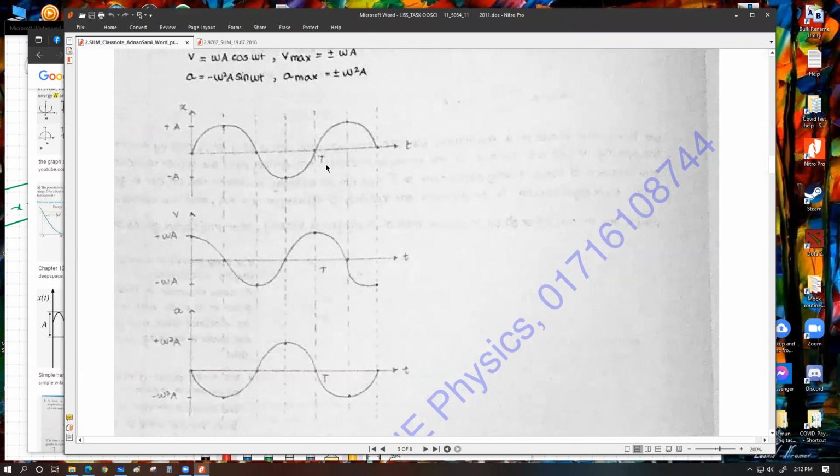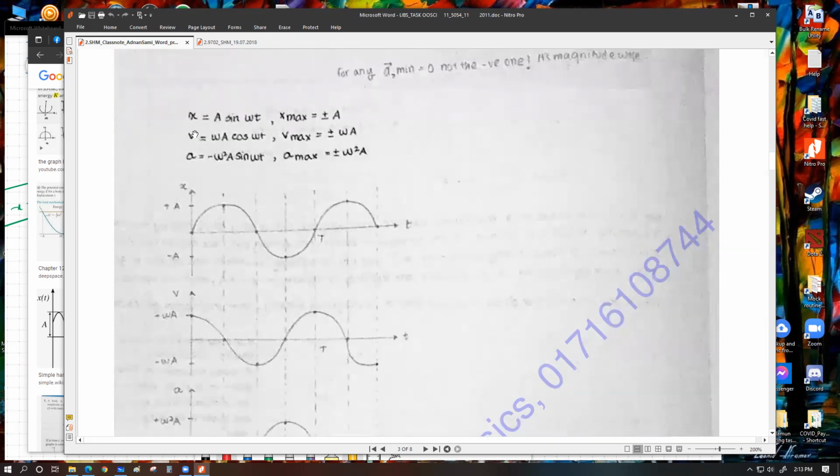This graph was drawn for x equals to a sine omega t. So this is the very initial equation, x equals to a sine omega t. So the maximum value of x can be plus or minus a. That's why the peak level is given as plus a. The lowest level in this case means the maximum negative level, not the zero level. Maximum negative level is minus a. These are shown as the limits on the vertical axis, and this is a sine curve.